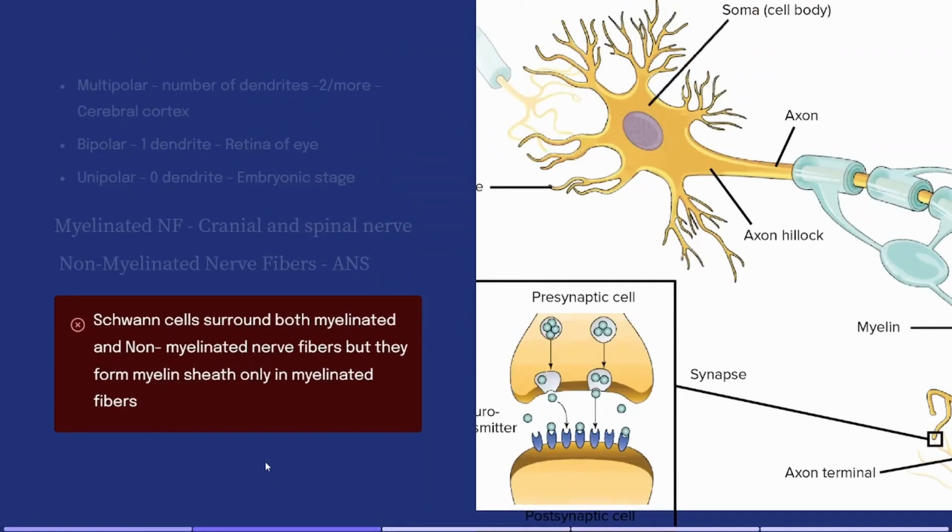Now you have seen how a nerve impulse flows through an axon, but how does a nerve impulse go from one nerve cell to another nerve cell?